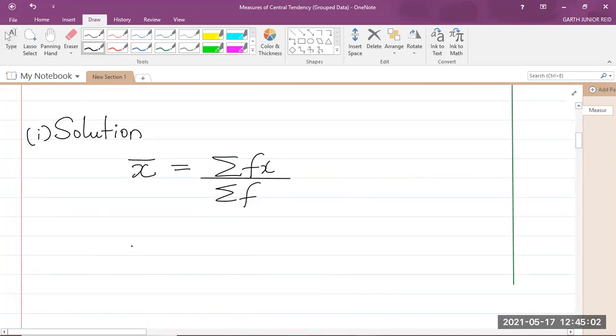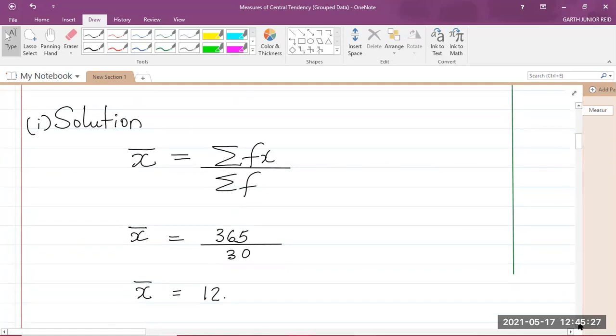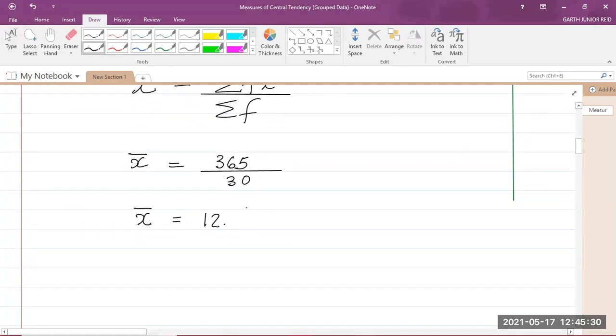Okay, let's continue. So x bar is equal to the summation of fx, which is 365, divided by the summation of f, which we know is 30. So it's 365 divided by 30. So x bar is equal to 12 point... If you put that value in a calculator, you will get 12.1666666, that is 6 sixes and a 7.